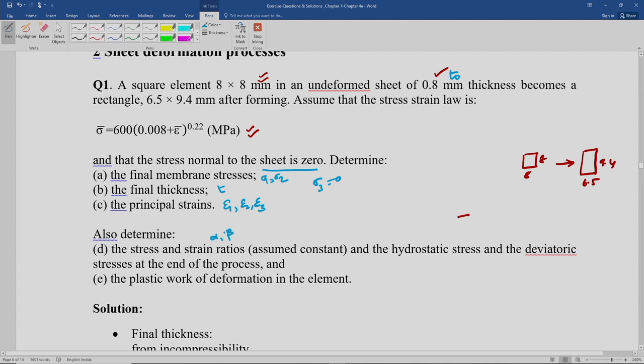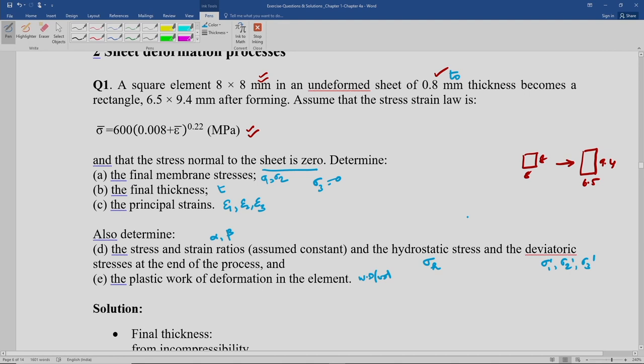Okay. And hydrostatic stress, let us say sigma H. Of course, you know when you have sigma H, it will automatically come to deviatoric stresses. That is, maybe I will say sigma 1 dash, 2 dash and 3 dash, and plastic work done. Okay. So, work done per unit volume, or work done, you need to get.